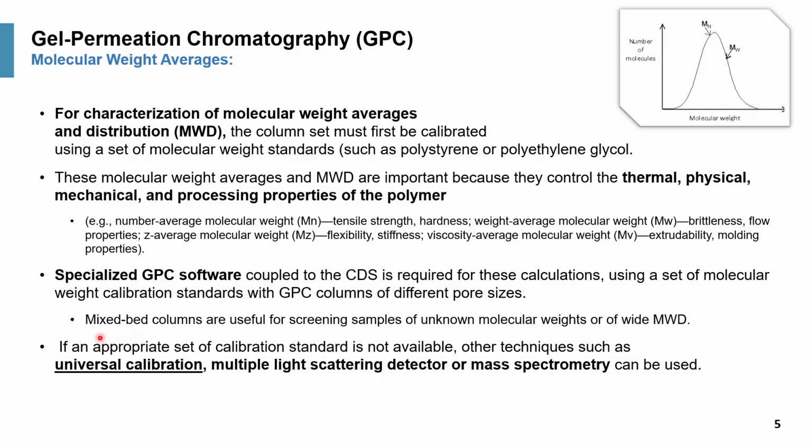So in general, for a large range characterization, one uses something called a mixed bed column, because most of the GPC columns are packed with controlled pore size, and typically you would use very small pore size for smaller weight polymer. However, for a longer range for screening purposes, a mixed bed column with different pore size packing material is used. We show an example later on.